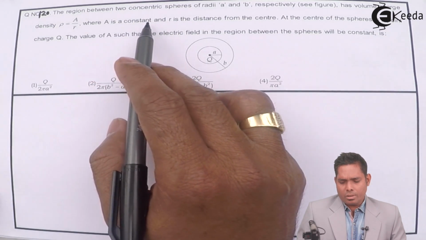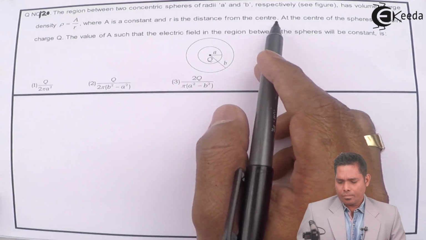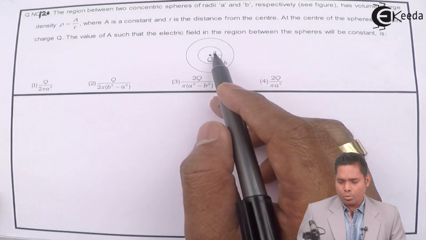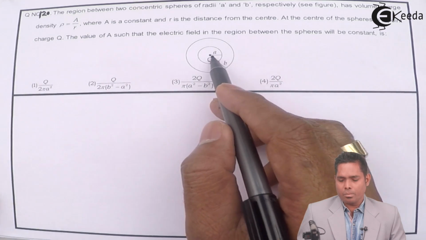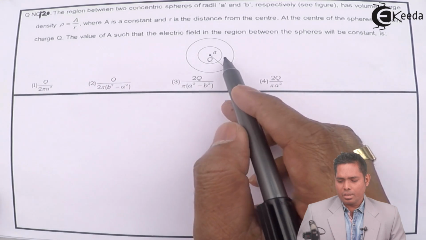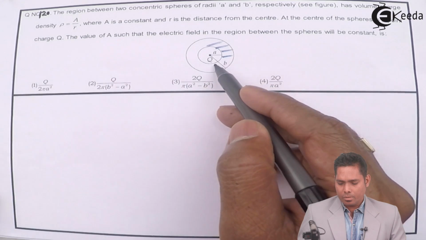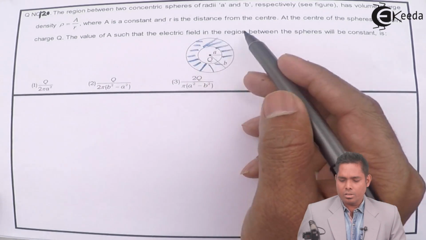Here A is a constant and r is the distance from the center. So I have r equals A and r equals B. It is the minimum radius and this is the maximum radius. The charge is basically distributed in this region. So in this region the charge is distributed.